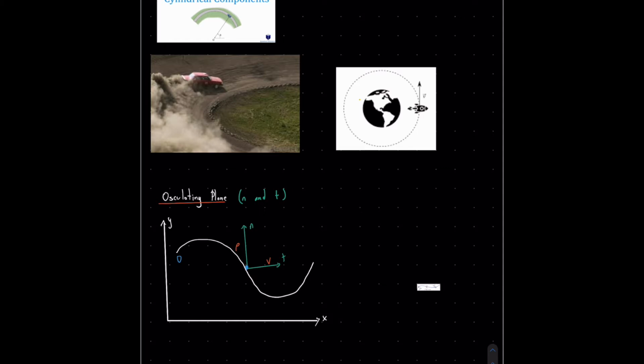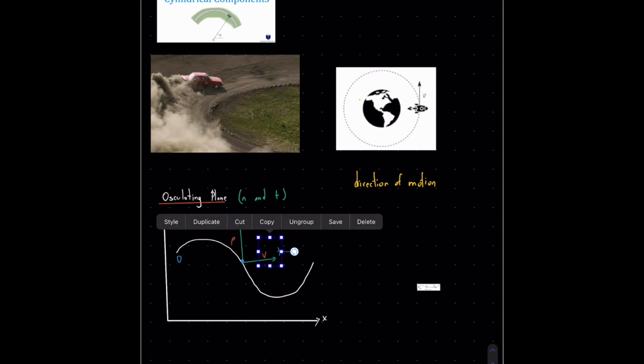Now, in this coordinate system, the velocity will point in the tangential direction. It's important to note that the tangential direction points in the direction of motion, so I'm just going to write here, direction of motion. And the direction of motion follows the path where the particle travels along the curve. So the tangential direction is in charge of bringing this thing through its curvilinear course.